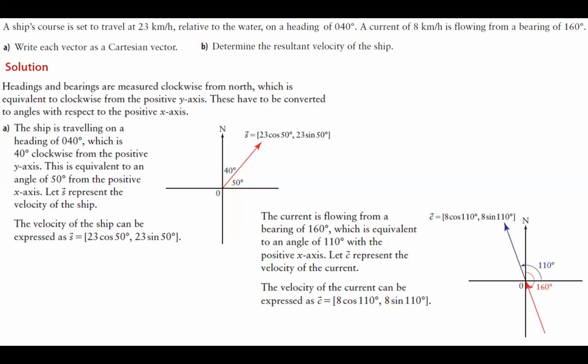The current is flowing from a bearing of 160 degrees, which is equivalent to an angle of 110 degrees with the positive x-axis, as shown here in the second graph on the bottom right. So if we let C represent the velocity of the current, then we know the velocity of the current can be expressed as C equals 8 times cosine 110 degrees, 8 times sine 110 degrees. Okay, that's for question A.